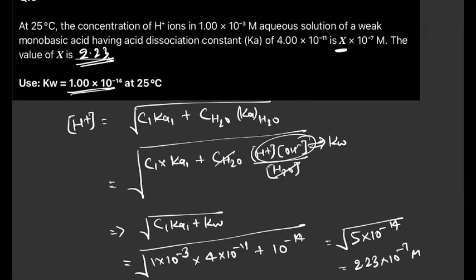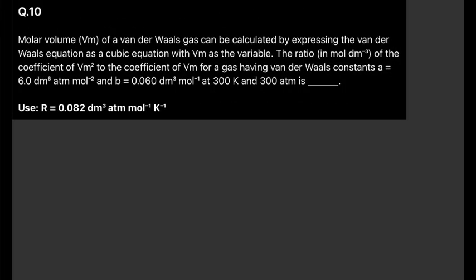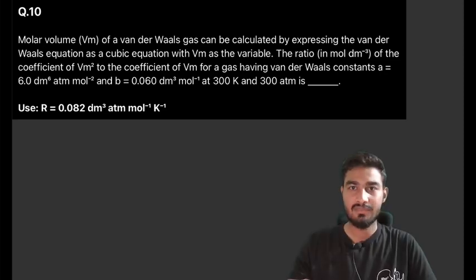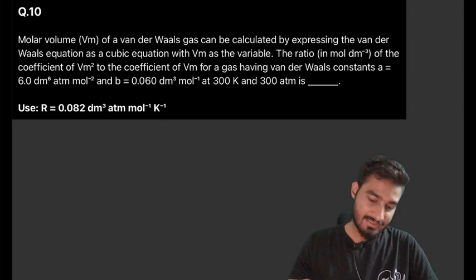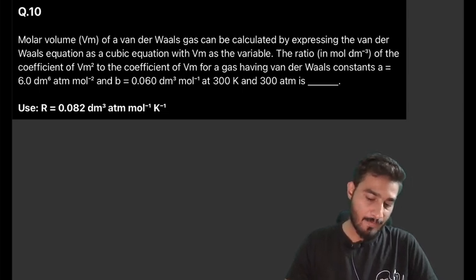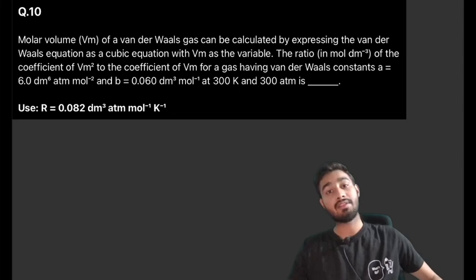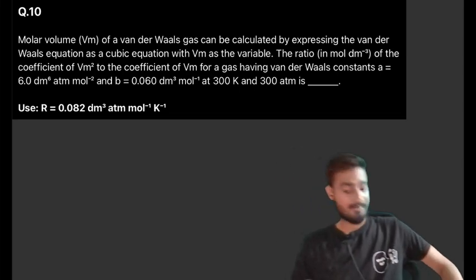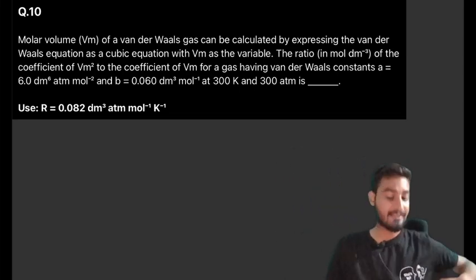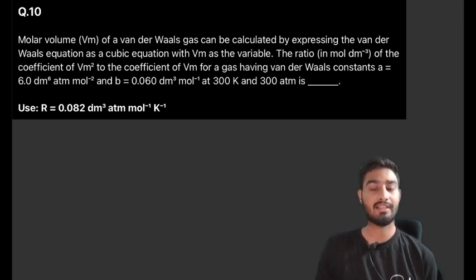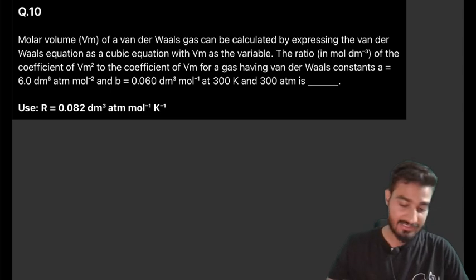Let's go to the next question. Question number 10. In this question, it is about the molar volume of a van der Waals gas, from the gaseous state chapter. In JEE Main it is removed, but in JEE Advanced it is there. But we have covered the gaseous state also. Let's see what the question is saying.